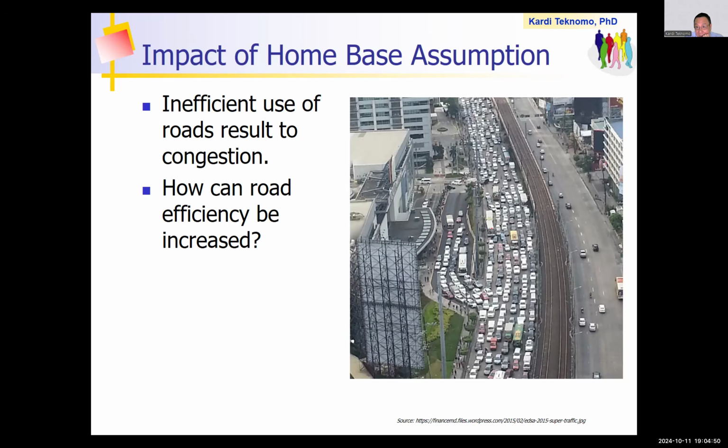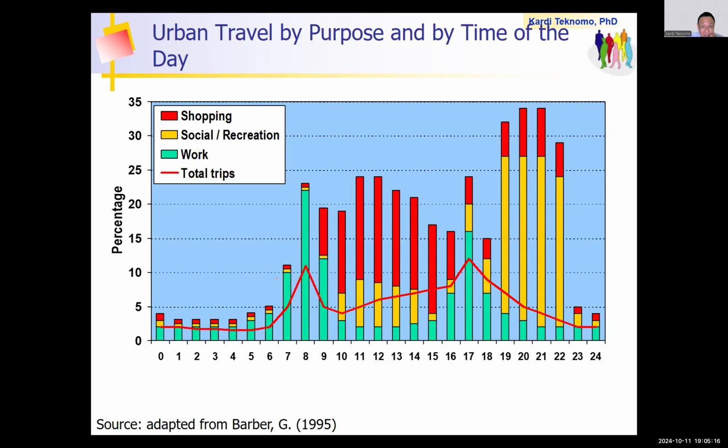In this example, you will see that one is empty, the other one is full, because the way we make the model traditionally is home-based or not home-based. It's one way. So this is clearly inefficient in terms of the space, isn't it? And we can also see this is also inefficient in terms of the time.